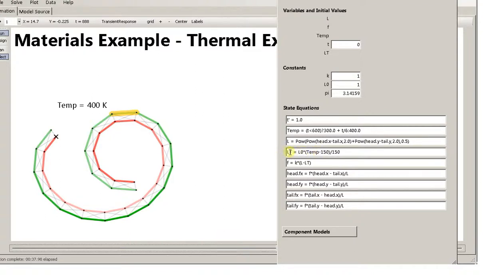So this is the equilibrium length at a given temperature times a formula for the temperature variation of the rest length of the spring. This is Hooke's law, and that's why they behave like little springs. The rest of these transfer the forces on the spring to the masses at its ends, so we can interconnect masses and springs using those.